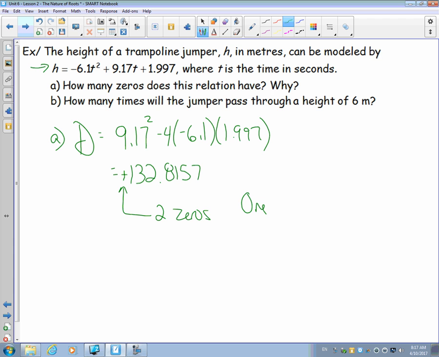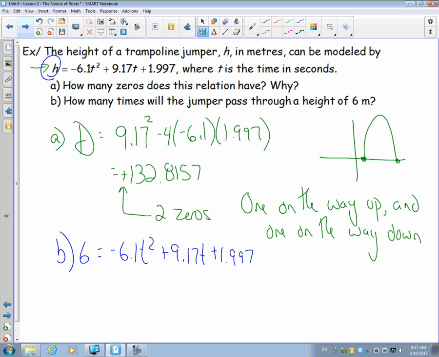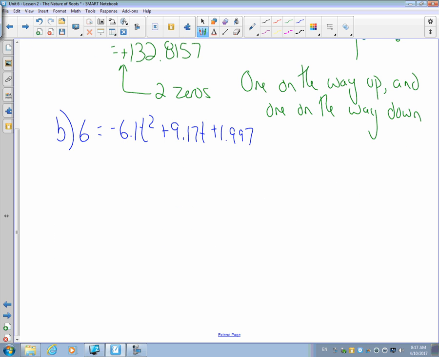Now, why does it have 2 zeros? One on the way up, and one on the way down. That makes sense, right? At some point, you're starting on the trampoline, going up in the air, and coming back down to the trampoline. Okay. How many times does the jumper pass through 6 meters? That I don't know. But I know I can put 6 in for my height, and I'll have an equation that possibly, and I say possibly, can be solved. What I want to do is check if it's solvable.